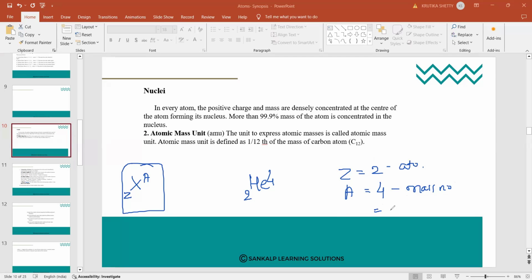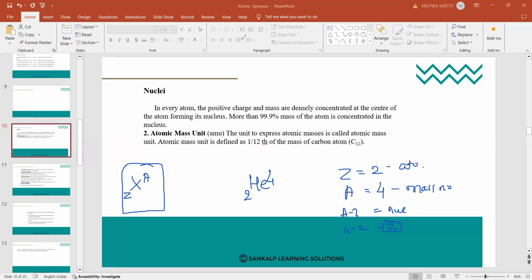So if I want only neutrons, it is A minus Z. That is 4 minus 2, which is equal to 2. So 2 is the number of neutrons. So we have 2 electrons, 2 neutrons, 2 protons. Yes, is it clear? So this is the representation of any atom.